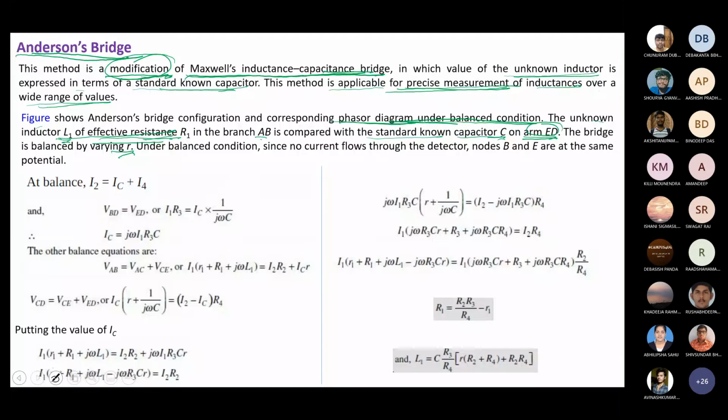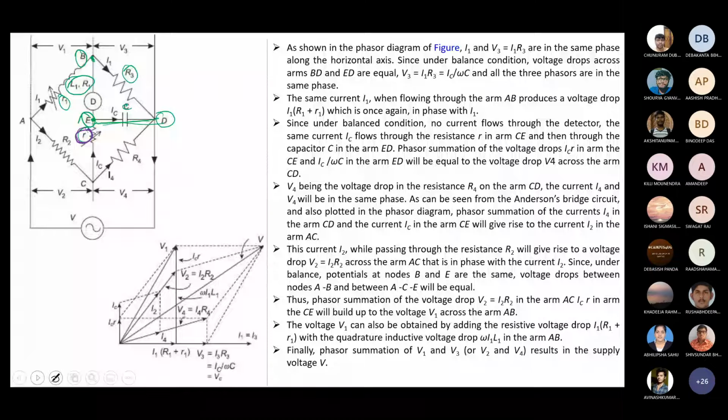So by varying under balance conditions, no current flows through the detector. Nodes B and E are at the same potential. So at balance condition, I2 equal to IC plus I4. If these two points are same, so I2 will be what? At balance condition, there will be no current flowing over there. So IC current also flows in this path, and I4. So at balance condition, what happened? I2 equals IC plus I4.